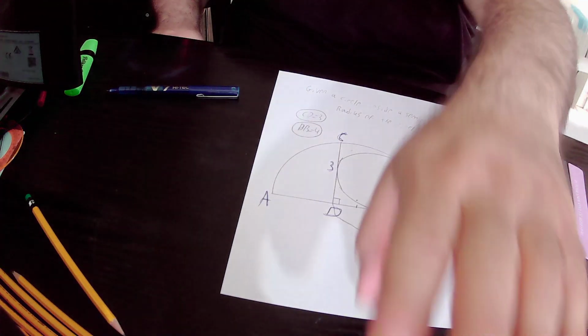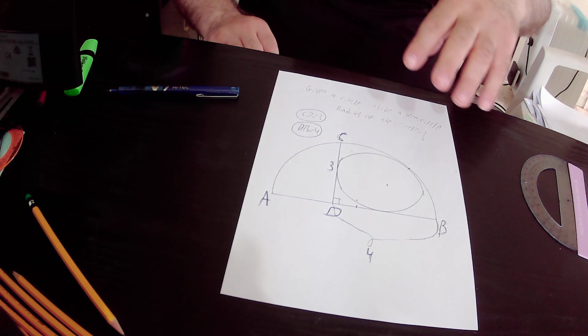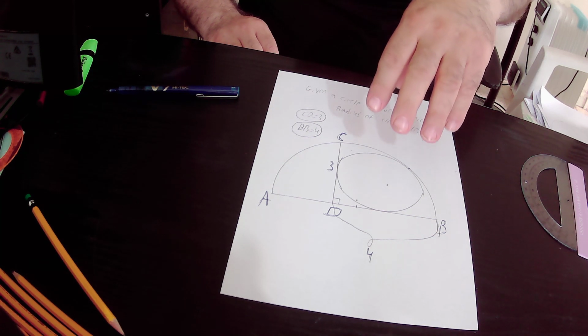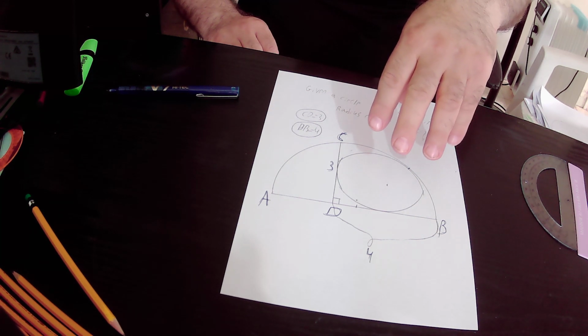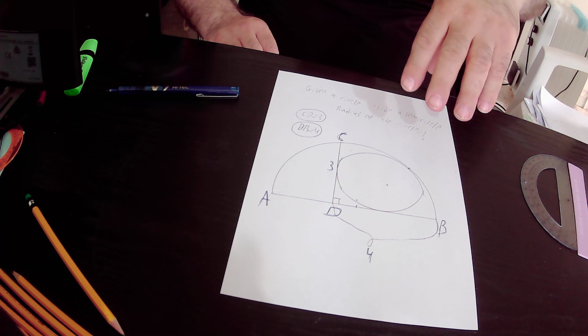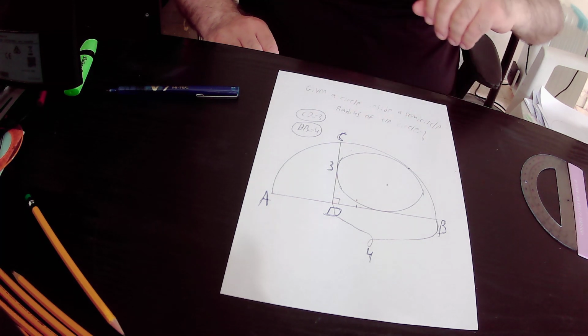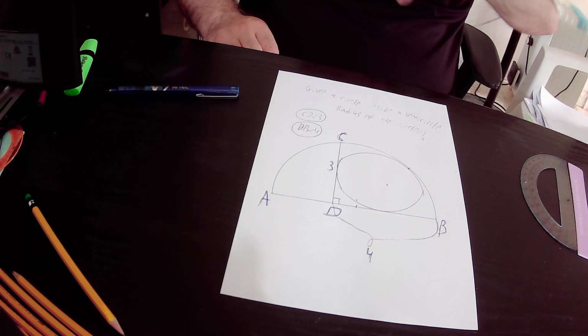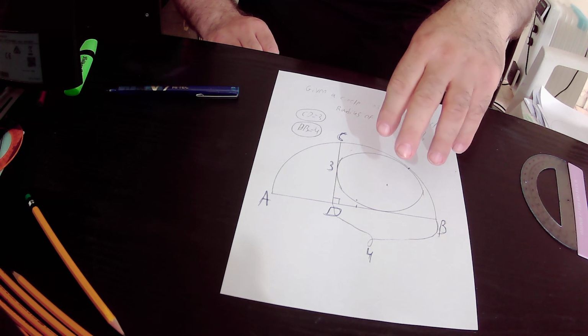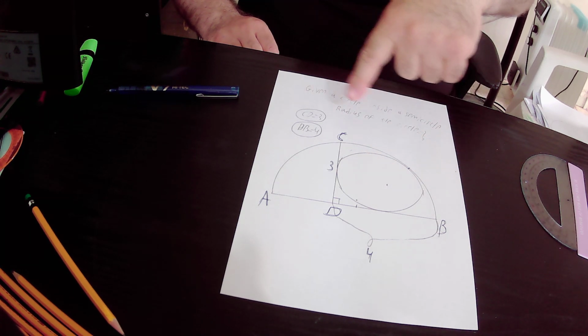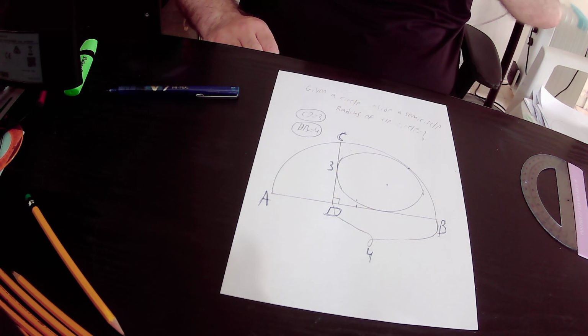Now in this lecture we'll find out the radius of the small circle. In the drawing we have this small circle and a semicircle, and this small circle is inscribed by the semicircle.